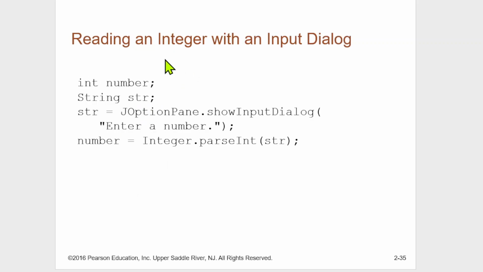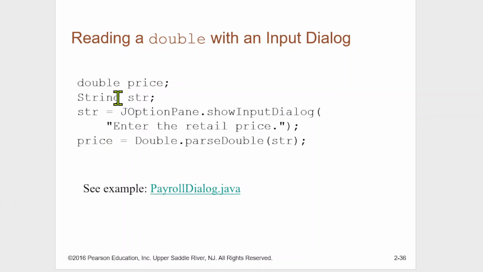Reading an integer with an input device, we have an int number, string. So we say string equals the option dialog pane, enter a number, and then number equals Integer.parseInt of the string. So whatever is returned, I type in 10, then I have to convert it to an integer. Reading a double, same concept: give it a double, price a double. And we have a payroll dialog.